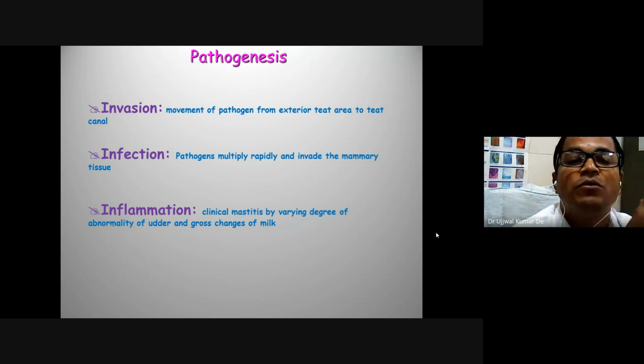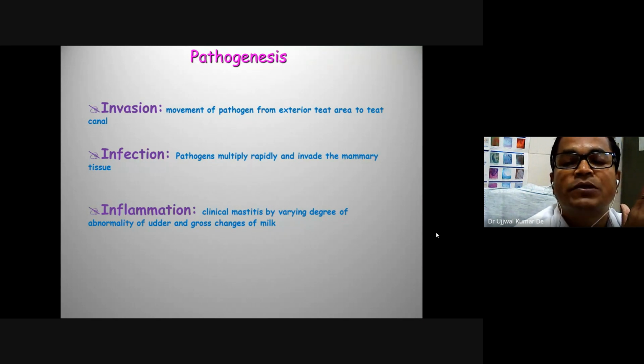After entering the canal, they produce the infection by multiplying rapidly and invading the epithelial cells. During the multiplication, they produce different types of toxins. If it is caused by gram-negative bacteria, they will produce lipopolysaccharide. If it is caused by gram-positive bacteria, then they will produce teichoic acid.